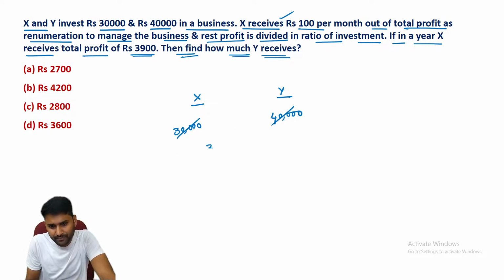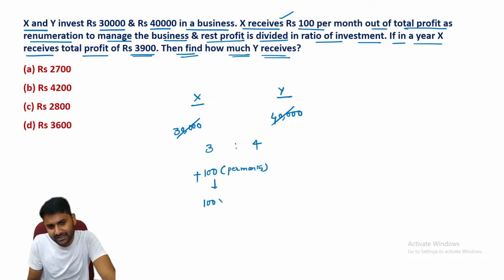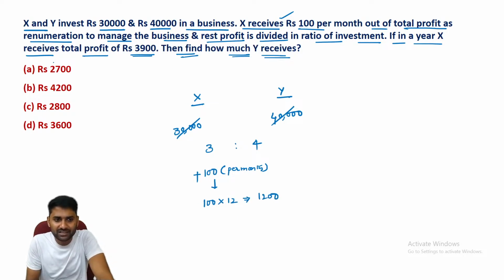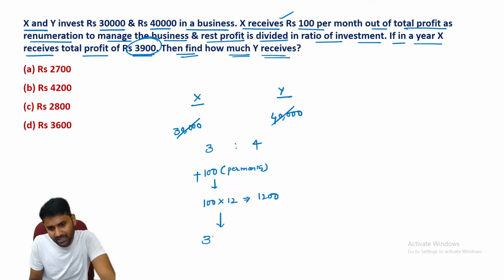in the ratio of 3 is to 4. Now, if you add 100 rupees per month, then the total remuneration for X is 100 multiplied with 12, exactly equal to 1,200. They clearly mentioned that here X receives total profit of 3,900. After the calculation, 3 units, let us take this value 3x plus remuneration amount is exactly equal to 3,900. After the calculation, 3x value is exactly equal to 2,700. Then x value is 900.